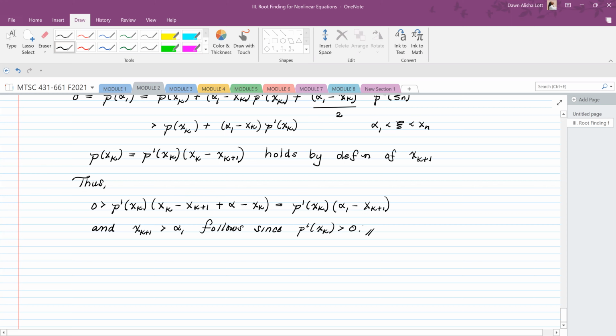Okay, that's a heavy duty proof. I want you to take a look at it, think about it for a moment, and then we can do questions on that. Now, before I go on to the secant method, I want to say something about the homework.